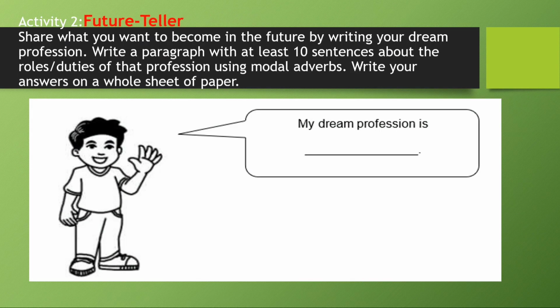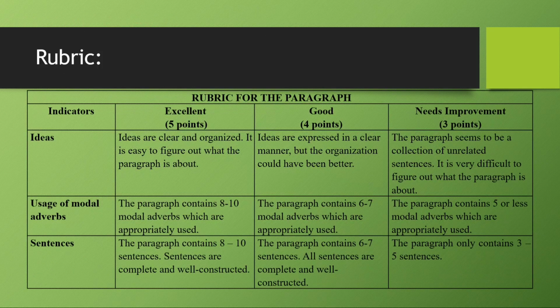This time, let us answer Activity 2, which is Future Teller. Share what you want to become in the future by writing your dream profession. Write a paragraph with at least 10 sentences about the roles or duties of that profession using modal adverbs. Write your answers on a whole sheet of paper. Be guided by the given rubric. You have 3 indicators: ideas, usage of modal adverbs, and sentence construction. Perfect score for this activity is 15.